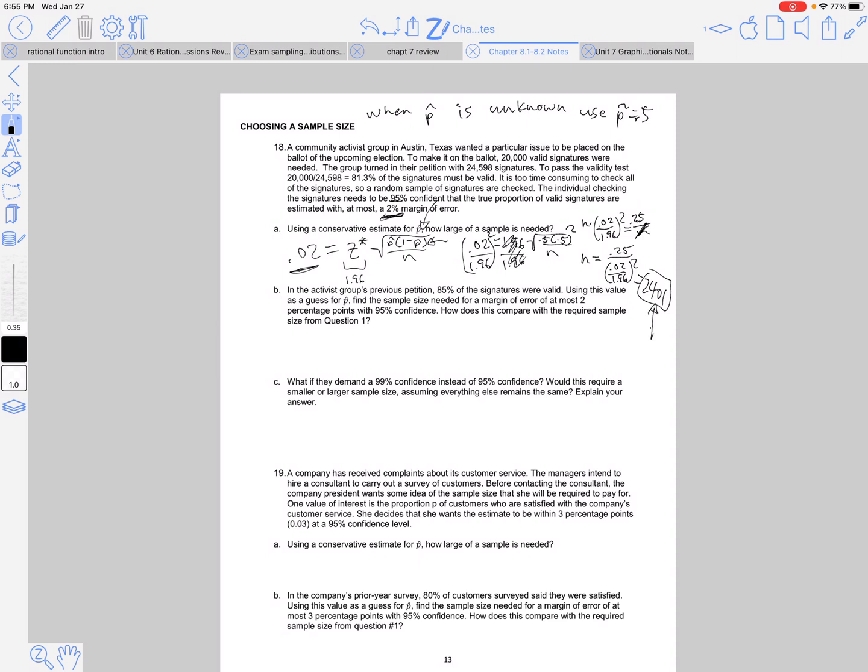Now, if it's multiple choice, you're always going to round up if that does come as a decimal, because even if we get like 0.2, we need that person to get the 2%.